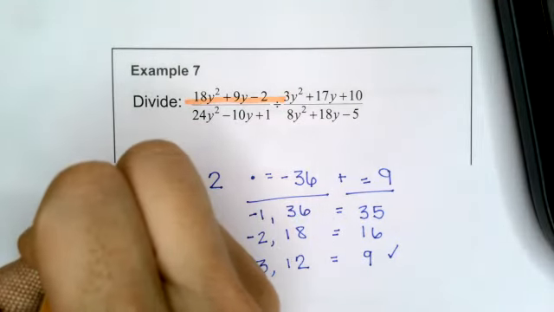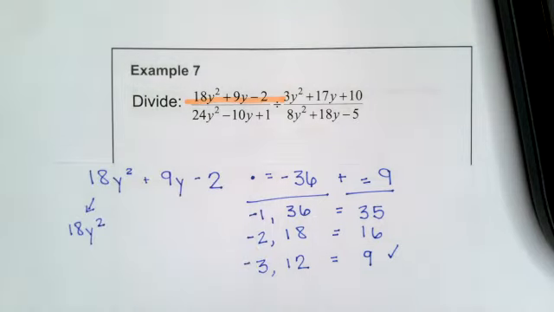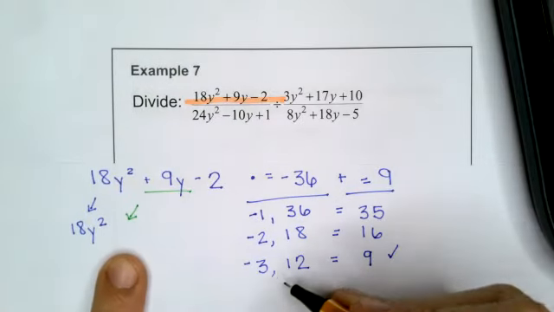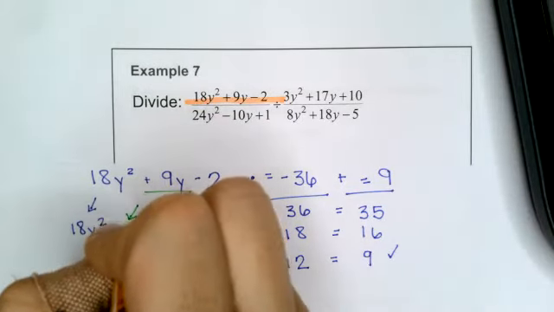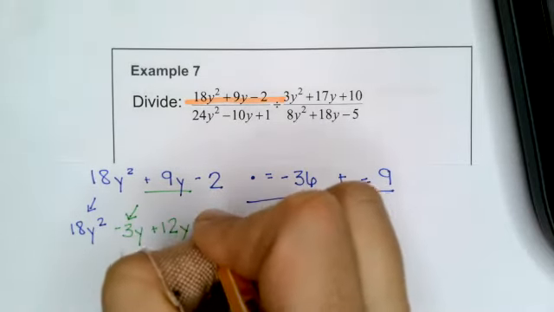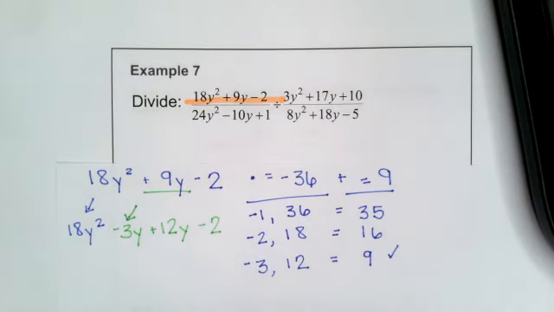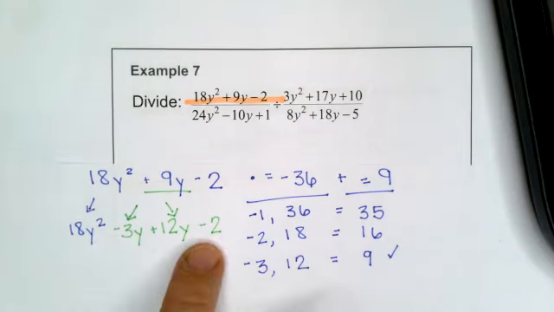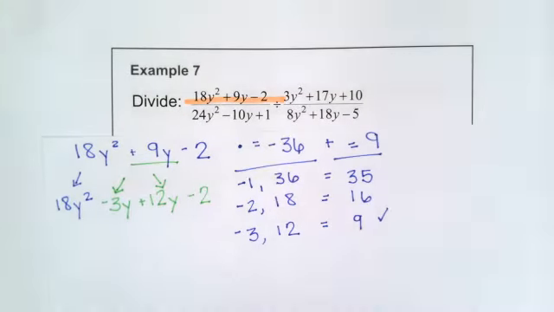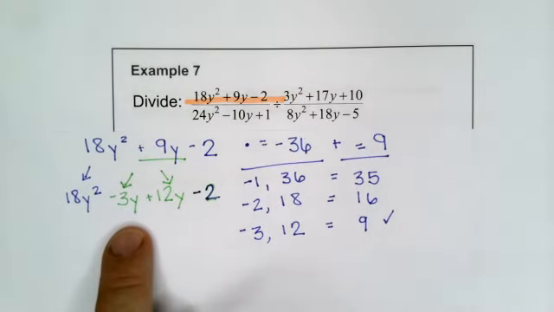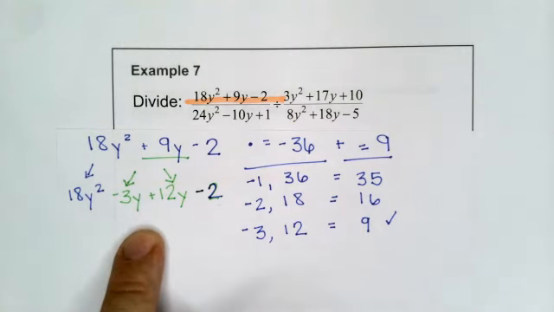That stays as 18y squared. My positive 9y becomes negative 3y plus 12y minus 2. Good. It didn't matter if I put the 12 next to the 18 and the negative 3 next to the negative 2. That wouldn't have mattered. I did mess up my color scheme. That's what should just be inputting my two numbers. Good. So that's factoring by grouping, which we have been doing.